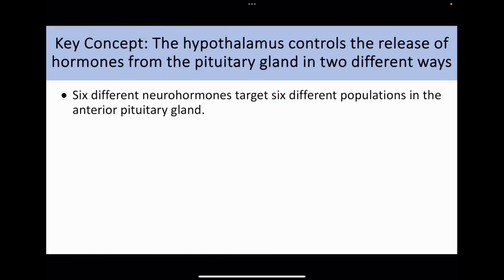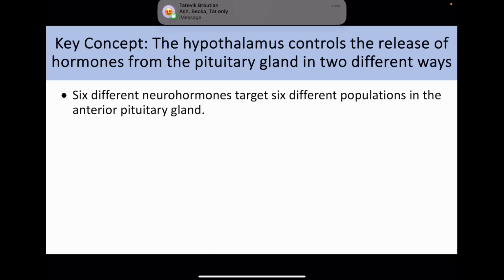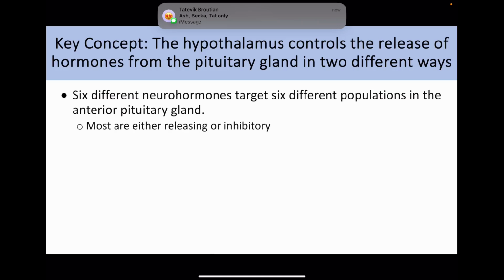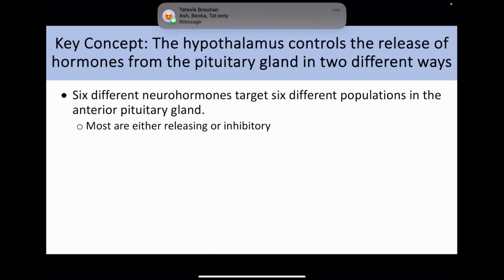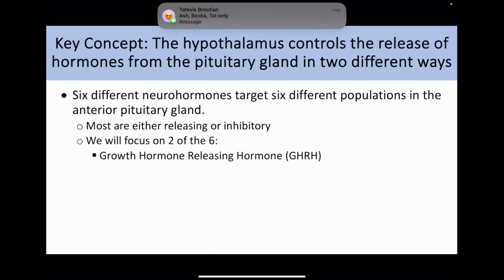So there are 6 different neurohormones from the hypothalamus that target 6 different populations in the anterior pituitary gland, because each one of those neurohormones is going to bind to a specific receptor. Each one of those hormones will have a different receptor on those epithelial cells found in the anterior pituitary. Most of these neurohormones are either releasing or inhibitory, meaning they're going to cause the release of a hormone, or they're going to inhibit or slow down the release of a hormone. Luckily for you, you don't have to know all 6. We're only going to focus on 2 of those 6 this semester.